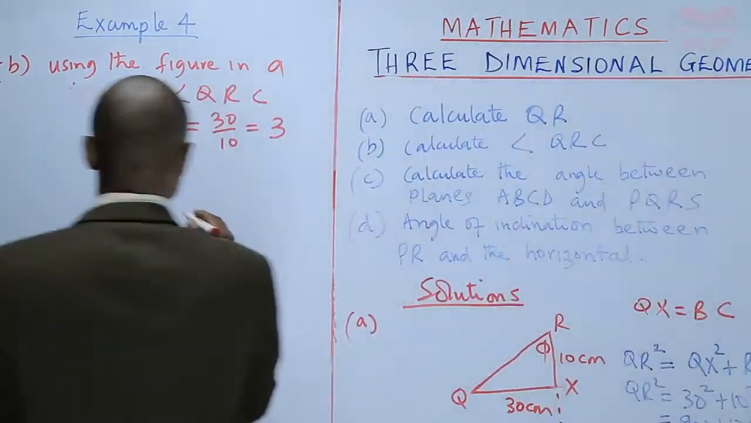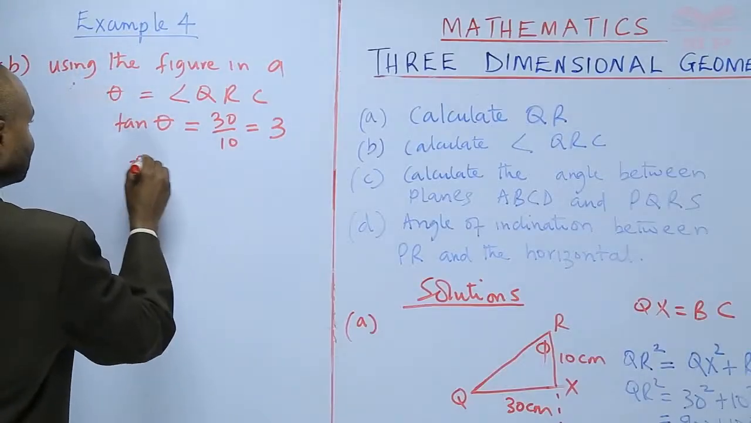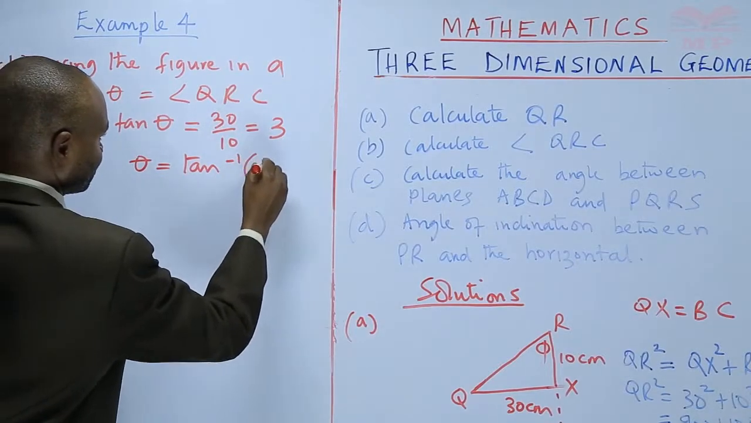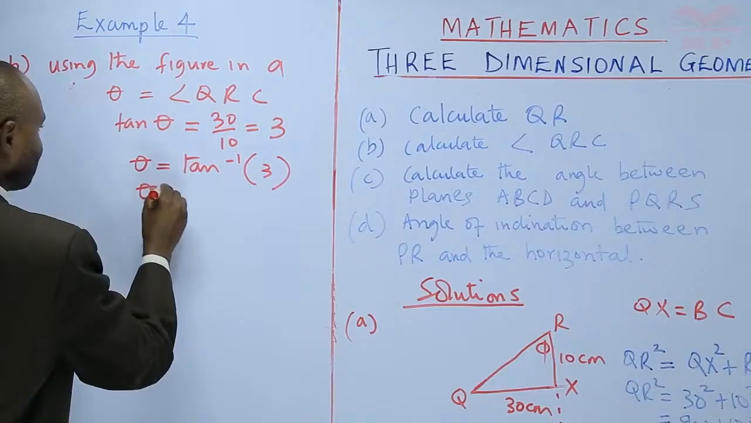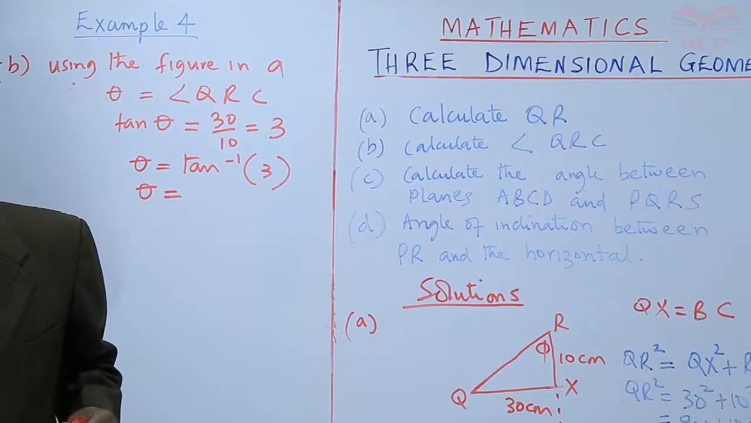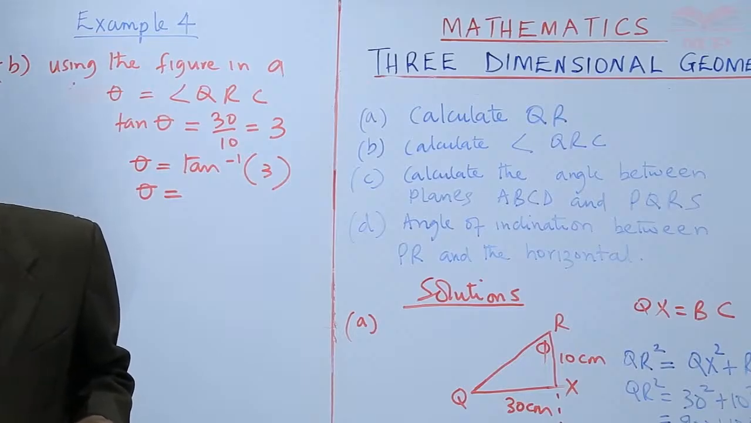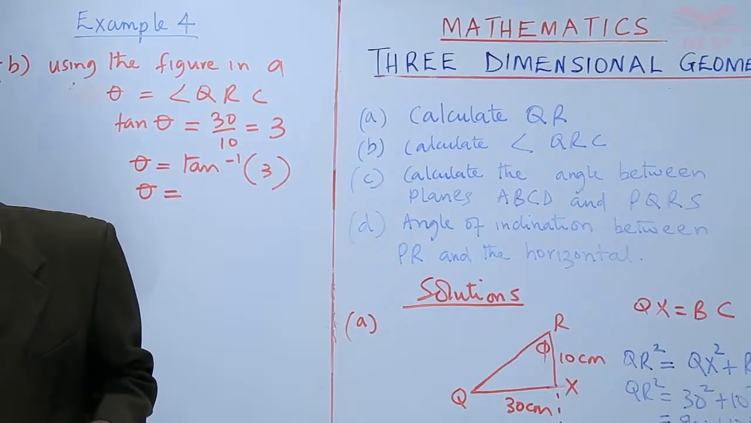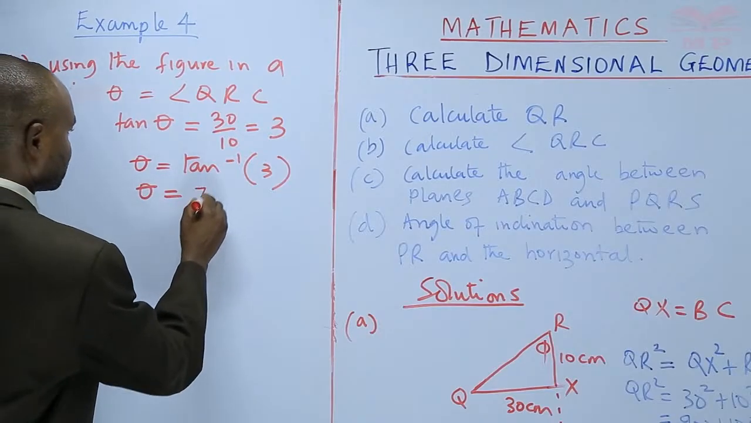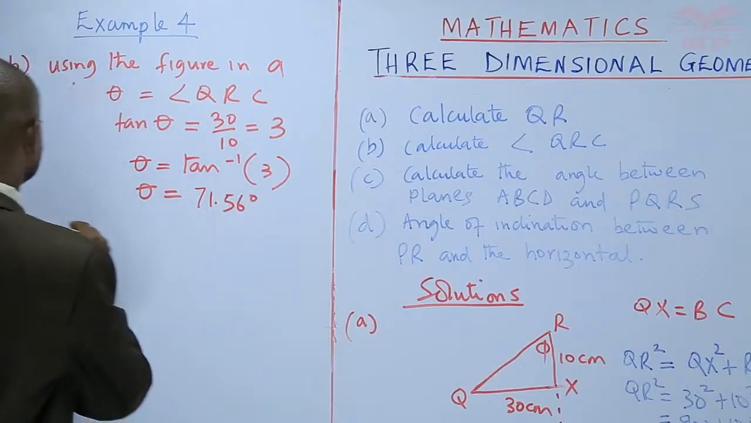So theta will be tan inverse 3. So the value of angle theta, go to your calculator. Tan inverse 3, which is 71.56 degrees. We move to C.